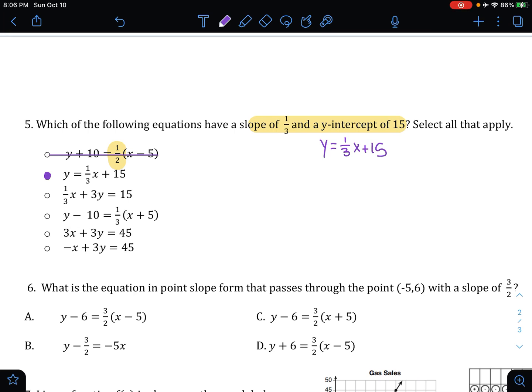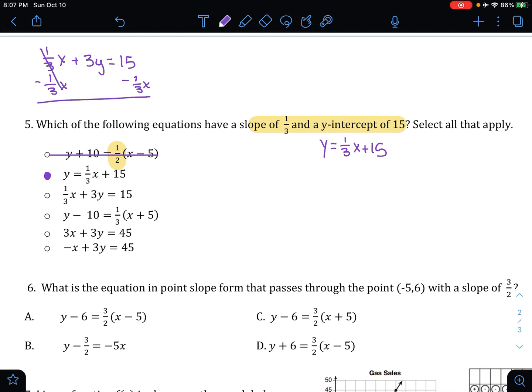Okay, next we have 1/3 x plus 3y equals 15. We can't tell anything from that. In order to tell if it's the same equation, we would have to solve for y. So if I solve that for y, I get 1/3 x plus 3y equals 15. I would have to subtract 1/3 x from both sides.